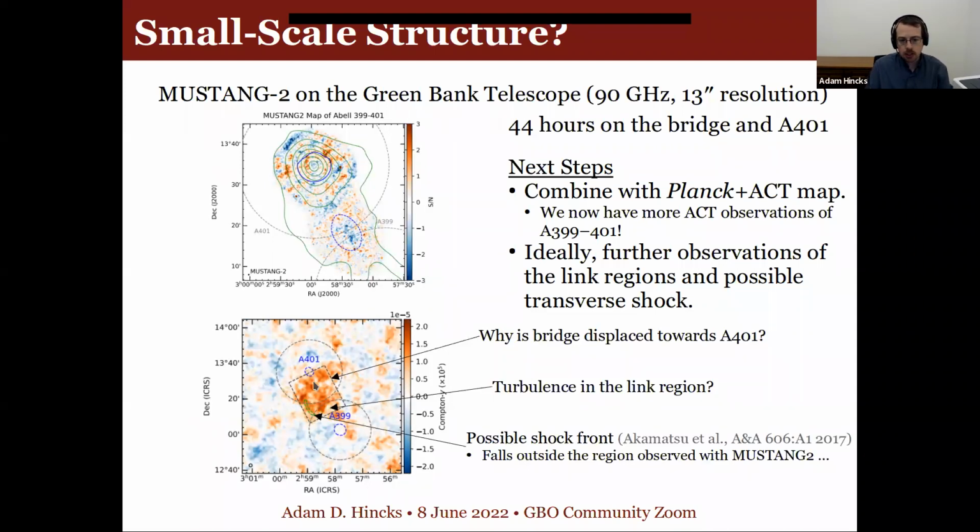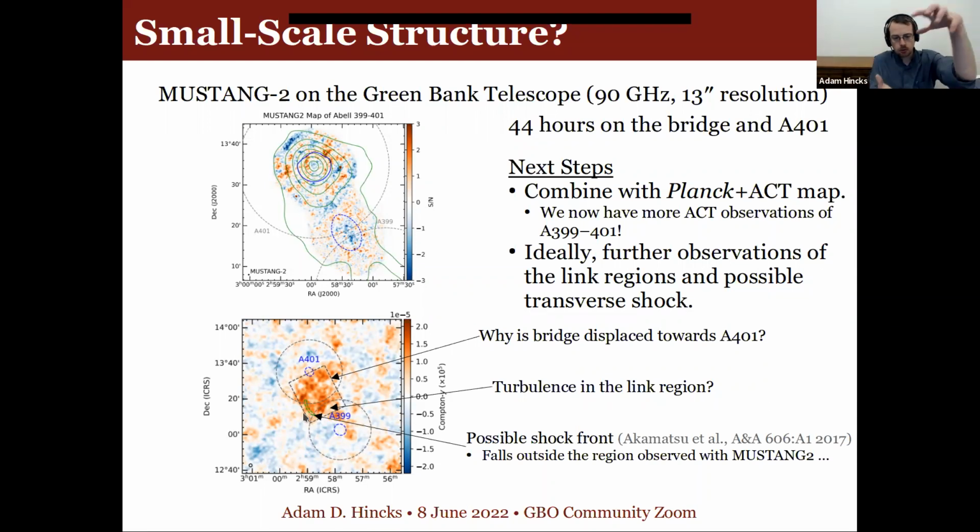So for instance, one thing that really jumps out is that our best fit model is really displaced towards Abell 401. So what's going on here in this link region, or when you get closer to Abell 399? Is there some kind of turbulence here that we might already be seeing hints of in the ACT region? There's also, again, from this paper that I mentioned earlier, Akamatsu et al. saw in the X-ray a drop in the temperature in this region indicated with this green contour. And they suggest that maybe there's a shock front here.